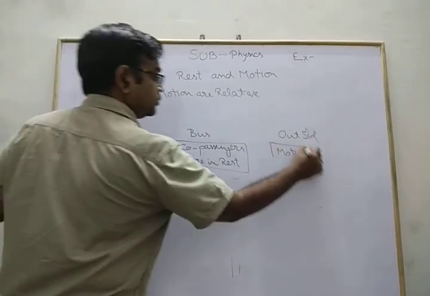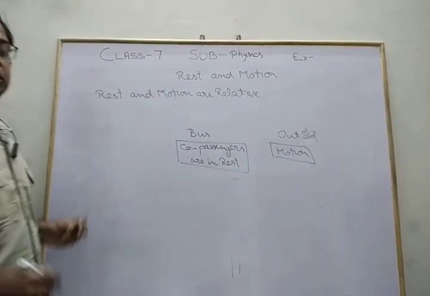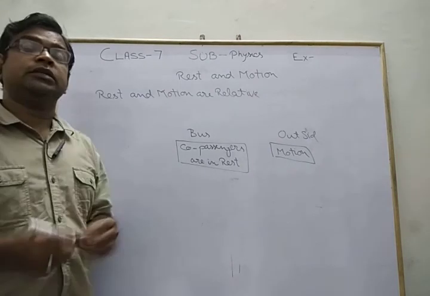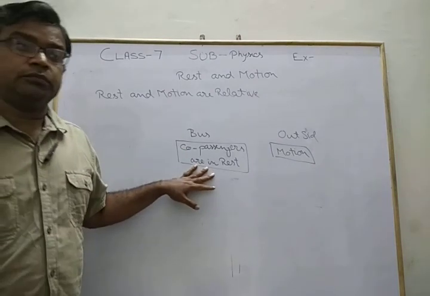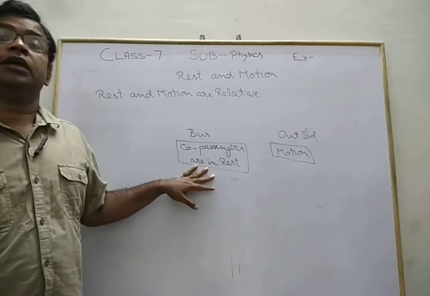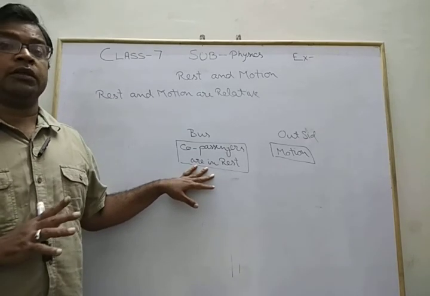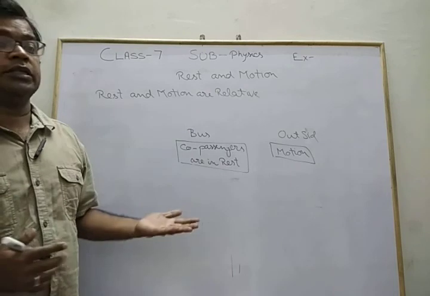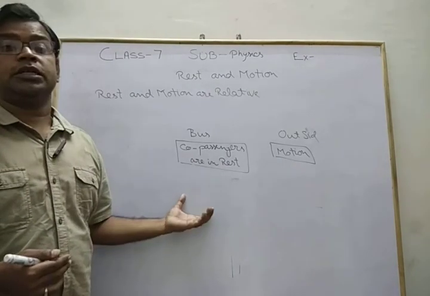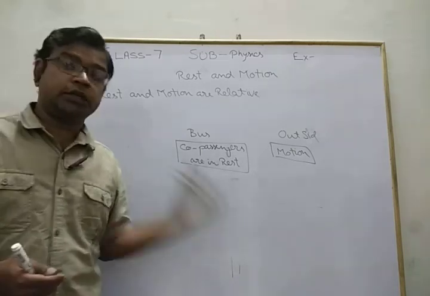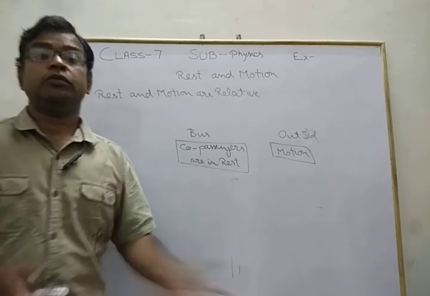So there are two conditions for the same person. One observer is saying that the object or person is at rest. The other says no, he is in motion. So from this example you can say that rest and motion are related to each other. Hope this is clear. Now for better understanding, read once again your book part.